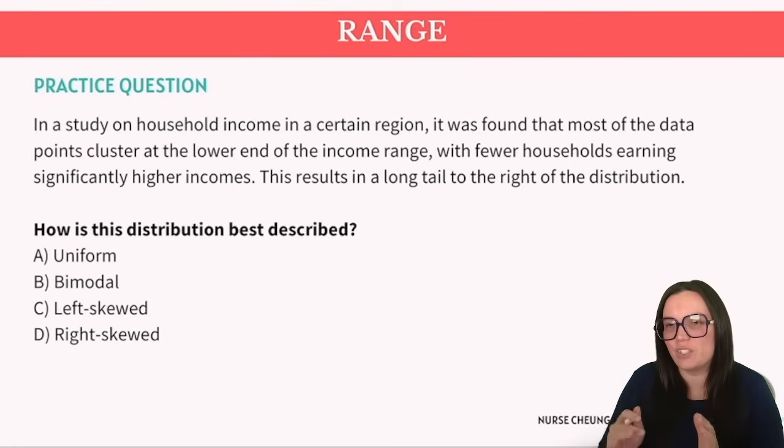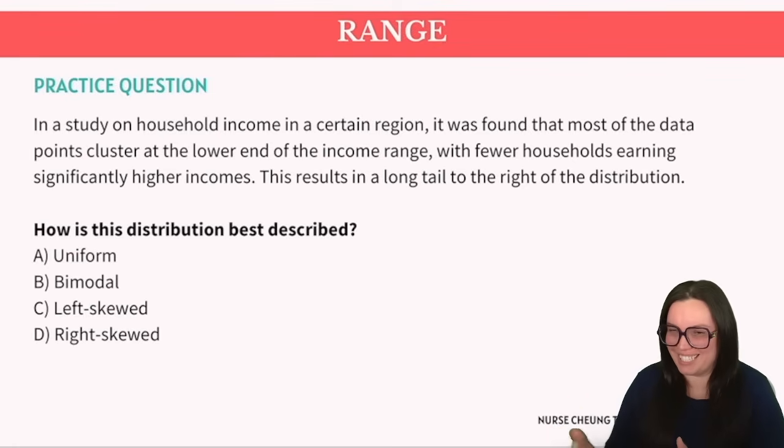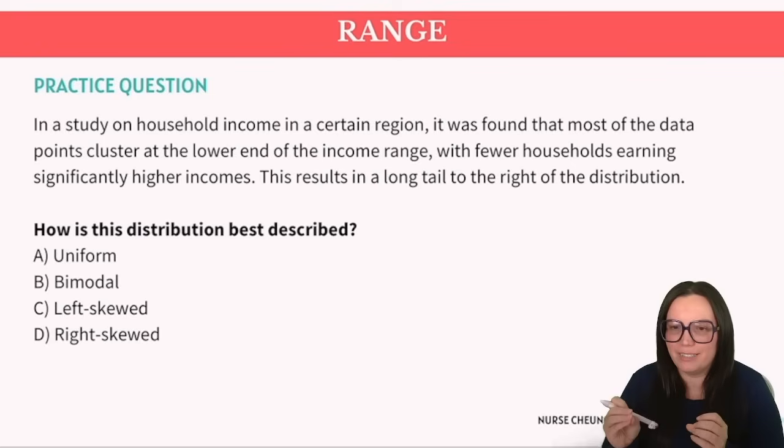Let's take a look at our last question before we move on to probability. The question states, in a study of household income in a certain region, it was found that most of the data points cluster at the lower end of the income range, with fewer households earning significantly higher income. This results in a long tail to the right of the distribution. How is this distribution best described?